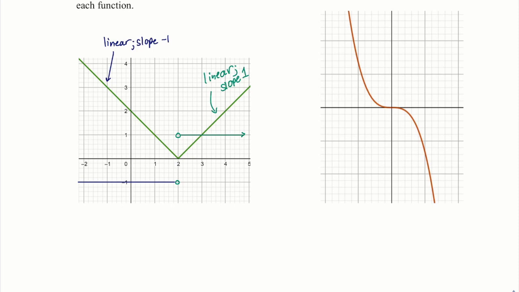The next one, we can see if I sketch in some tangent lines here, we have negative slope, still negative slope, but maybe not as steep. Still negative, but not as steep. And then right at the origin, we seem to have a horizontal tangent line.